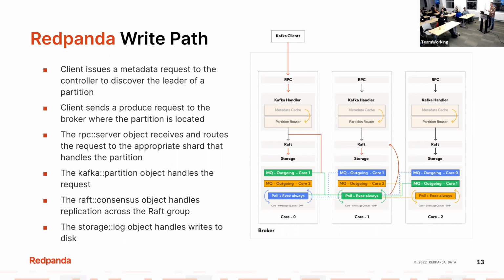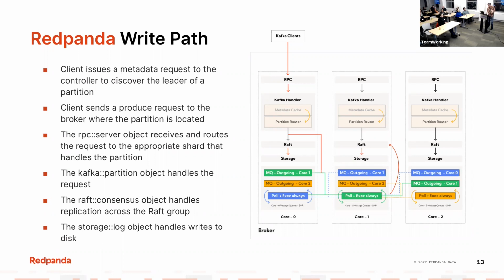We actually want to replicate it, and then that gets kicked into the RAFT consensus layer, which then takes care of replicating that across the RAFT group. And then eventually it hits a storage log object, which takes care of writing it locally to this.